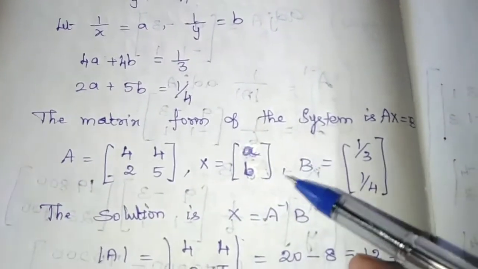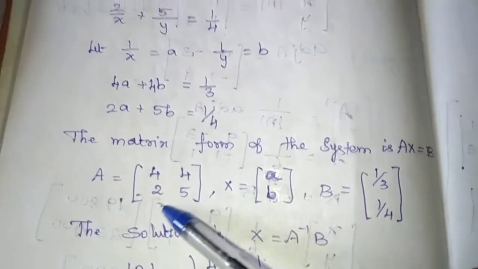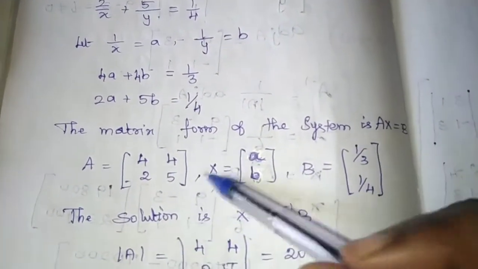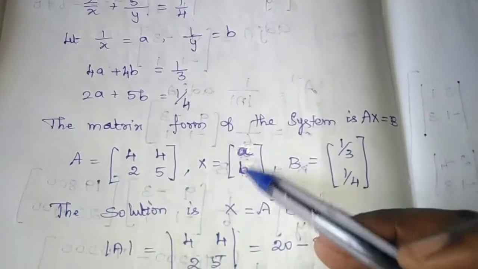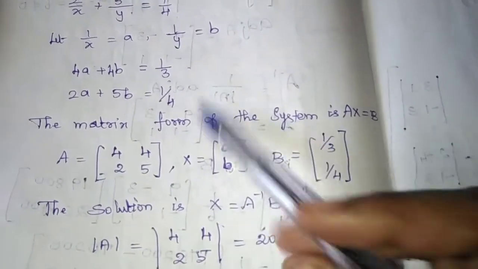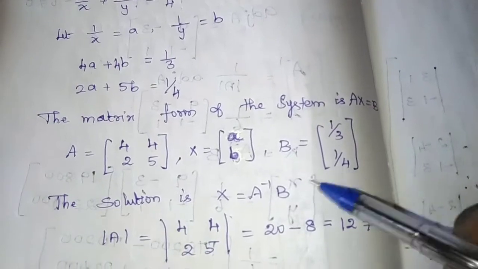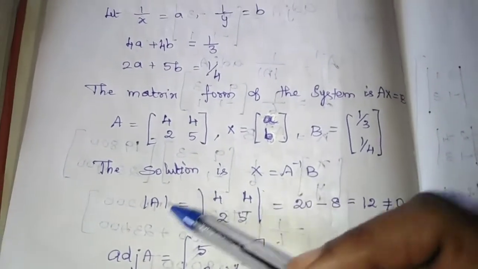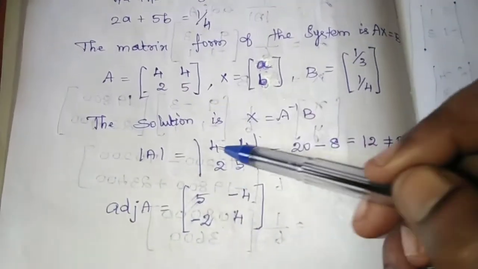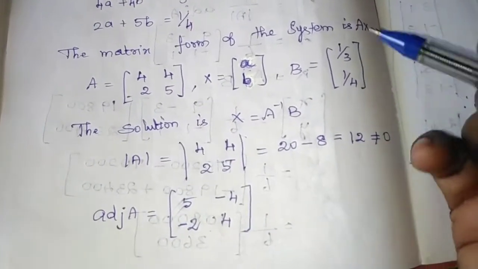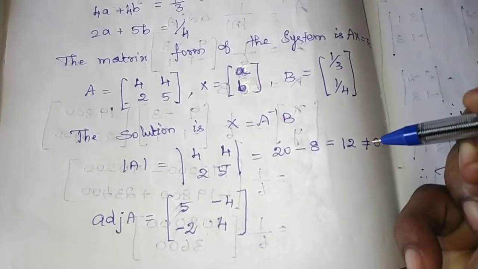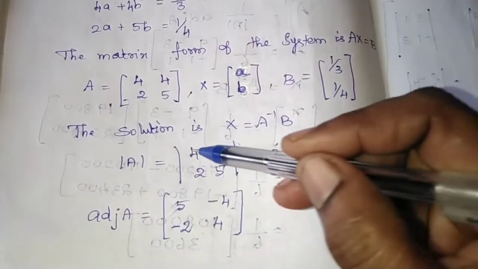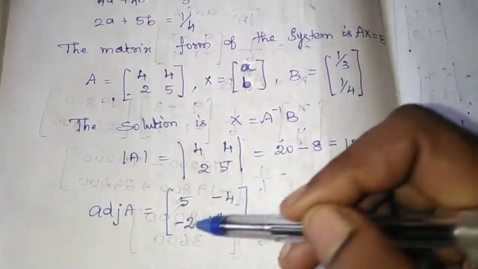The matrix form of the system is AX equal to B. A equal to [4, 4; 2, 5], X equal to the unknowns a, b. B equal to 1 by 3, 1 by 4. The solution is X equal to A inverse B. First we want to find A inverse. A inverse means first mod A. Mod A means 20 minus 8 equal to 12, not equal to 0. Next adj. Adj means change the numbers, change the sign.